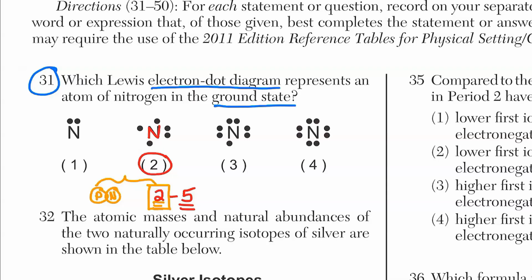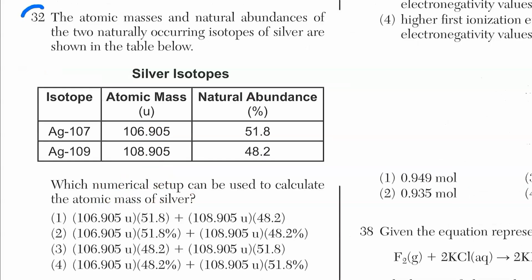Now I drew one proton, one neutron. Obviously, atomic number for nitrogen is 7, so there'd be 7. But I'm just giving you a representational model there. In any case, it's just 5 dots. Choice 2 for number 31. On to number 32.